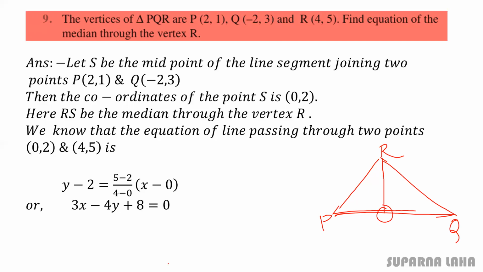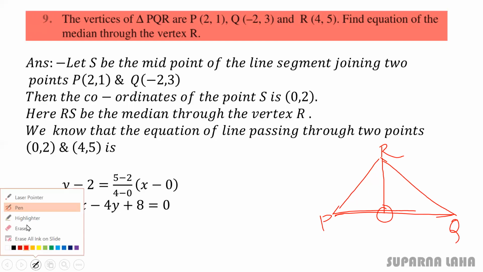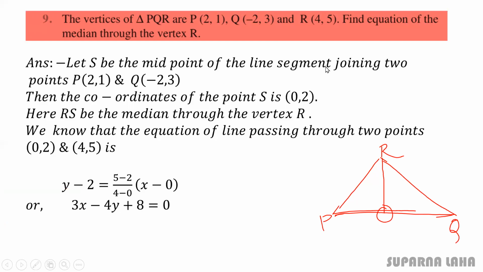So here it is, just solve it. Let A be the midpoint of the line segment PQ, with P and Q being (2, 1) and (-2, 3). You know how to find the midpoint. So (2 - 2)/2 is 0, and (3 + 1)/2 = 4/2 is 2, so (0, 2). Okay, so the equation passing through these two points: apply this two-point form, (0, 2) and R is (4, 5). That will be the required equation of the line. Okay, so moving to the next one.